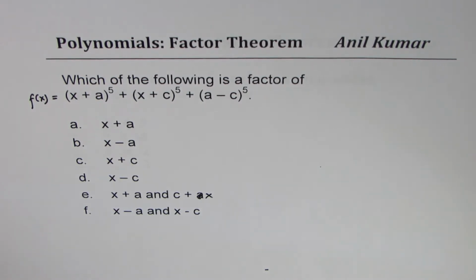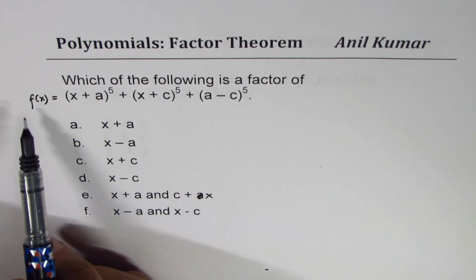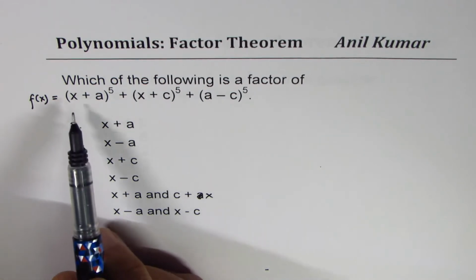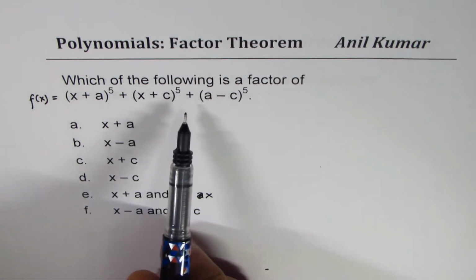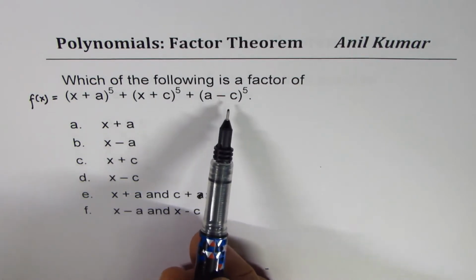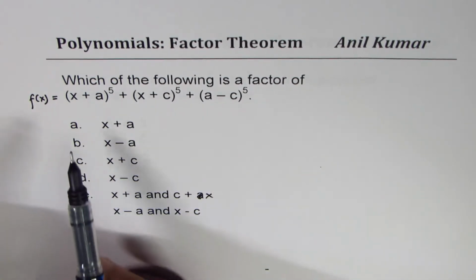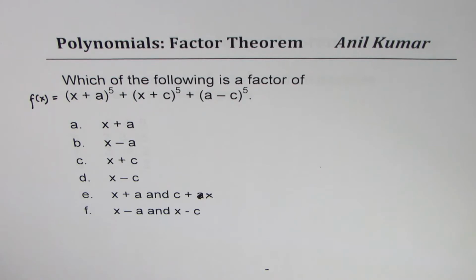The first one here is, which of the following is a factor of f of x equals (x plus a) to the power of 5 plus (x plus c) to the power of 5 plus (a minus c) to the power of 5? Six choices are given to you. You can pause the video and answer the question.